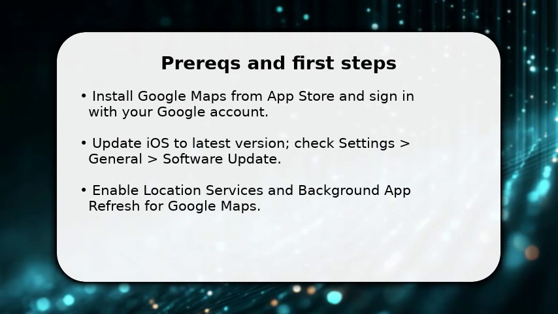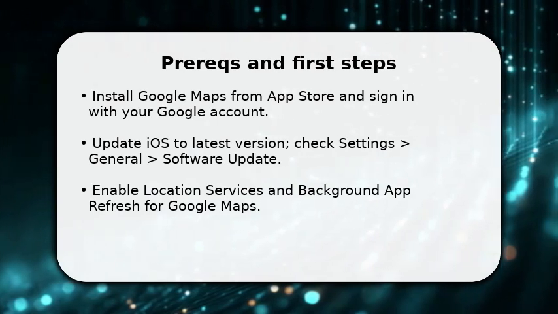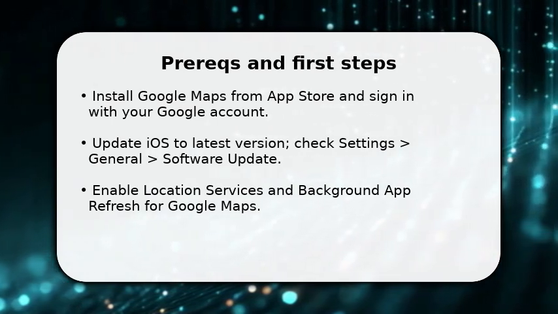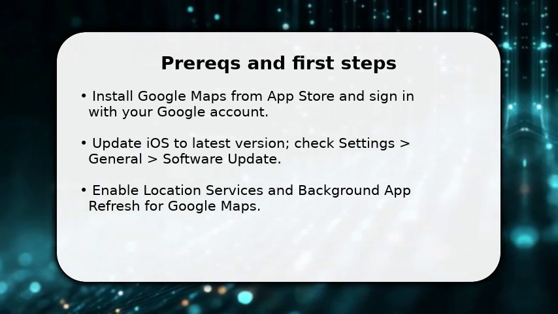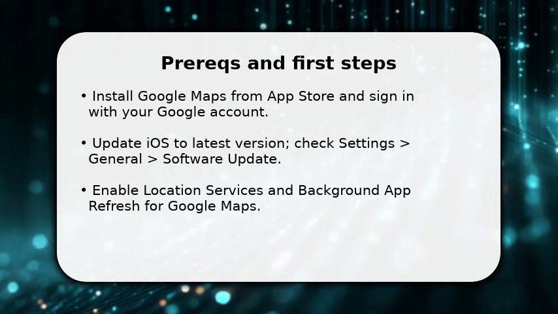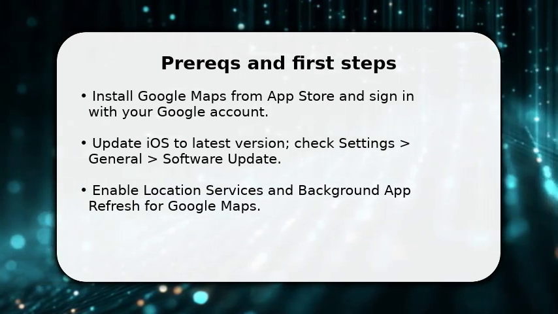You'll start by confirming prerequisites so the switch works. Install Google Maps and sign into your Google account. This ensures saved places sync. Once done, make sure iOS is updated and location services are enabled for accuracy.